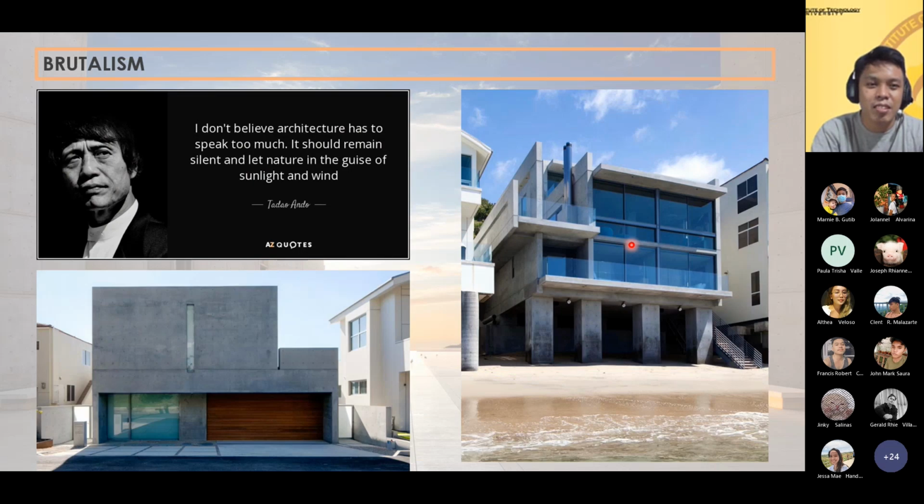And Tadao Ando says, I don't believe architecture has to speak too much. It should remain silent and let nature in the guise of sunlight and wind. So mao na giingon ni Tadao Ando. And recently nipalit si Kanye West og balay sa California, sa Malibu, designed by Tadao Ando. This is worth 57 million, kaning structure ni Tadao Ando. And look at the facade, brutalism, pure concrete right here.